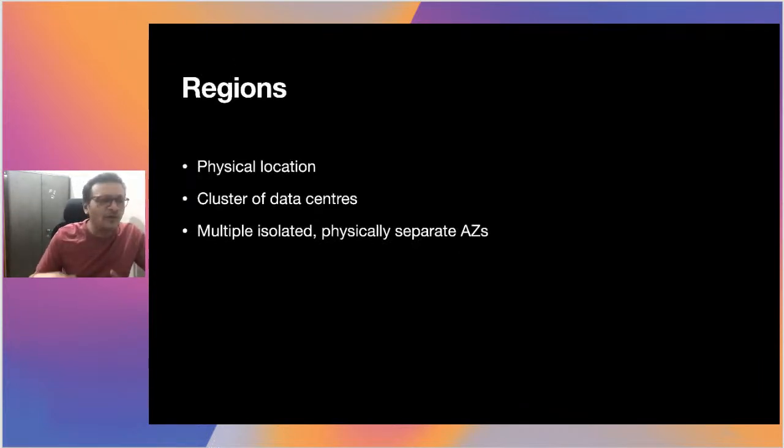So now, what is a region? A region is a physical location where a cluster of Amazon's data centers are located, right? And each region has a code, right? So for example, the Mumbai AWS region is called AP South 1. US has about 6 regions. There are totally about 23 regions worldwide, right? And these are completely isolated. They are physically separate, right?